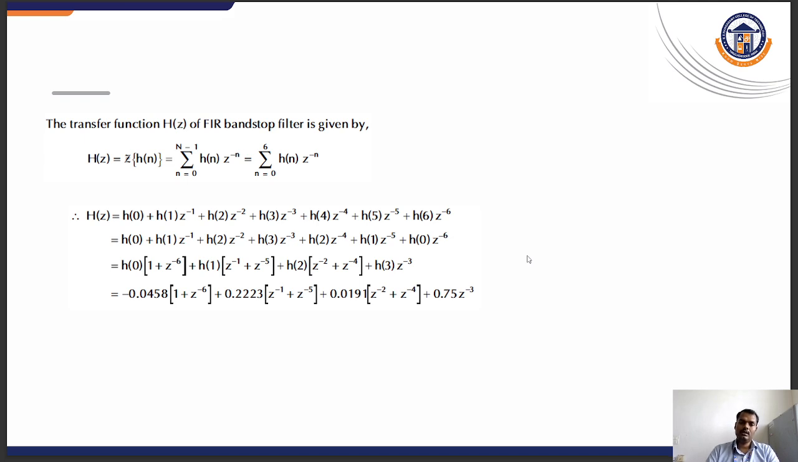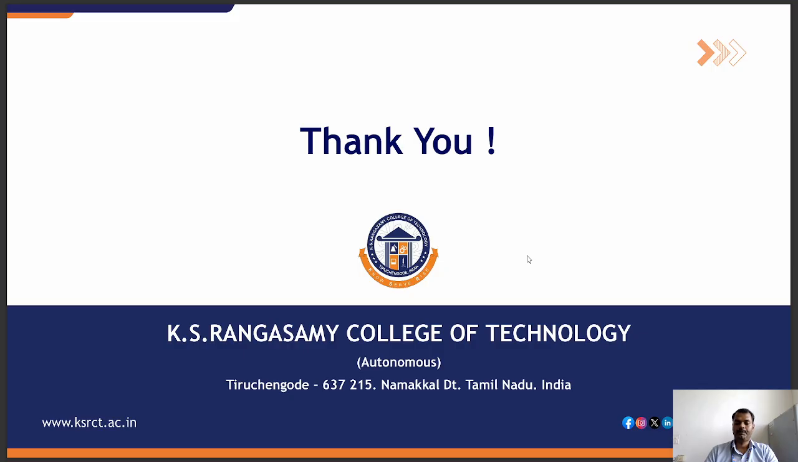Hence the transfer function is h of z equal to the summation from n equal to 0 to N minus 1 of h of n into z to the power of minus n, where N minus 1 value is 6. Now we are substituting all the h of n values here, and then we obtain h of z as minus 0.0458 (1 plus z to the power of minus 6) plus 0.2223 (z to the power of minus 1 plus z to the power of minus 5) plus 0.0191 (z to the power of minus 2 plus z to the power of minus 4) plus 0.75 z to the power of minus 3. Thank you.